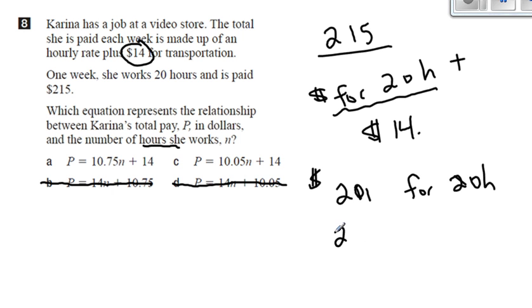represents what rate of pay? 201 divided by 20 gives you $10.05.